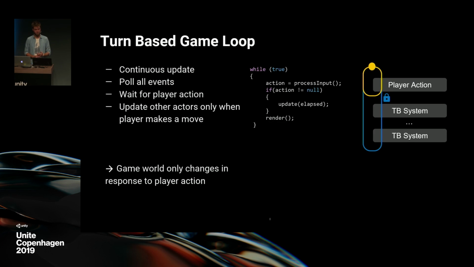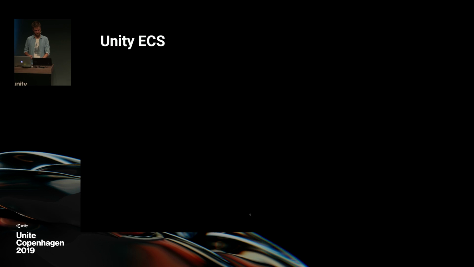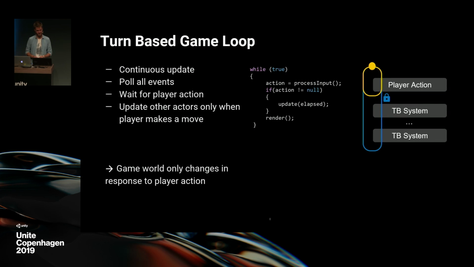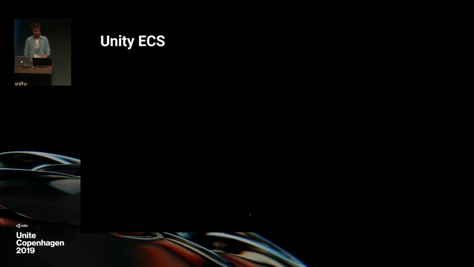So looking at this, we still have this tiny fast loop that is pulling all the engine systems, if you want. But we do have these gameplay systems that are only updated when certain conditions are met. And this is what we're going to look at in the next few minutes. And we're going to do this using ECS.